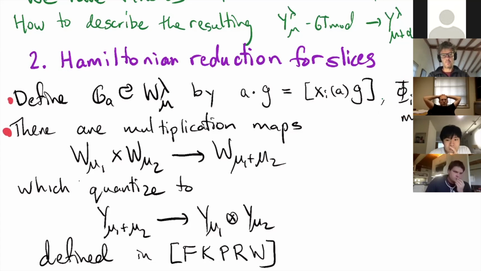And now a second piece of structure is that there are certain maps which we call multiplication maps. The reason why they're called multiplication maps is because they're given by basically multiplication in the group followed by some kind of reduction, a quotienting procedure, which I don't want to get into. There are multiplication maps between these spaces, and they add on the base here. And these multiplication maps quantize to co-multiplication maps, which go in the opposite direction between these Y spaces.